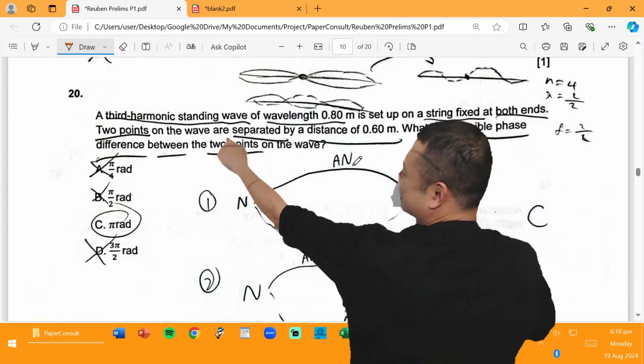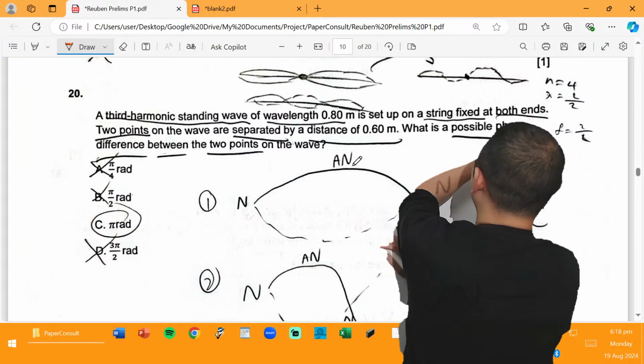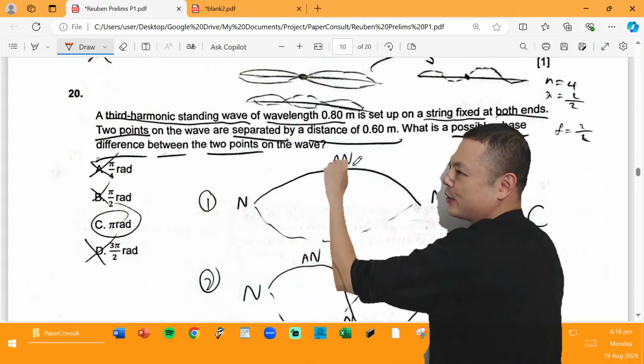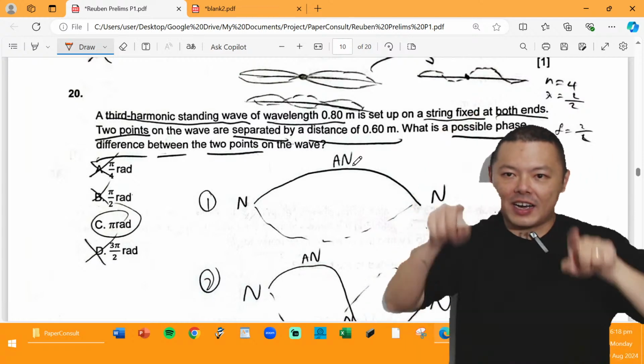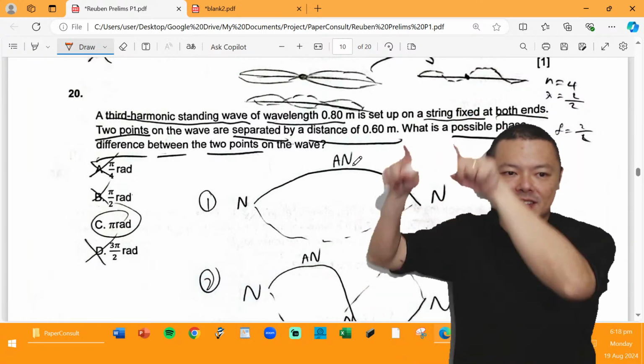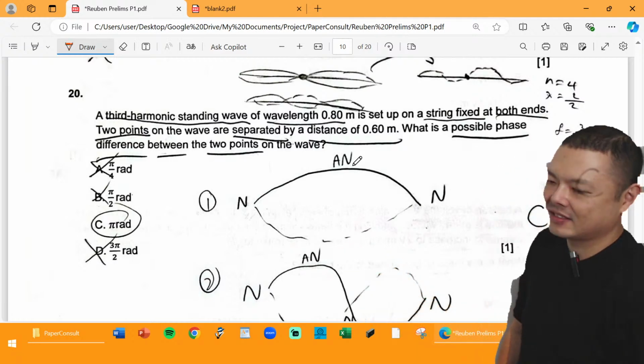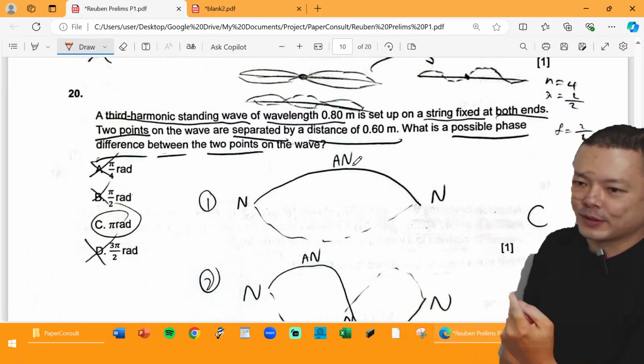First part, they say standing wave. Then they ask you phase difference between 2 points on the wave, right? For a standing wave, there's only 2 kinds of phase difference. Either you're out of phase or you're in phase. Correct? Look at the options. You only got one option.